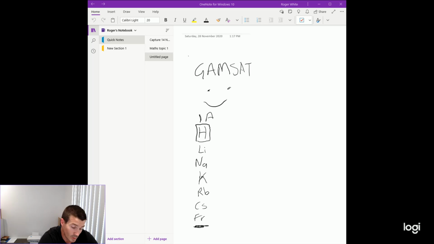So Rb, what do you think that is? That's rubidium. Cs, what do you think that is? Cesium. Fr, what do you think that is? Francium. H, what could H be? Hydrogen. Li, lithium. And Na is sodium.